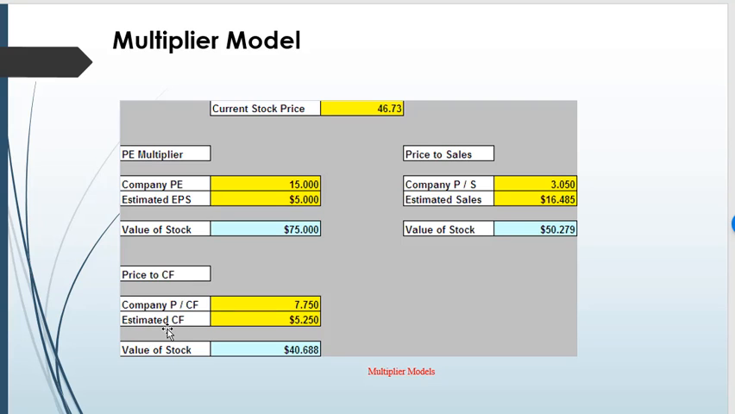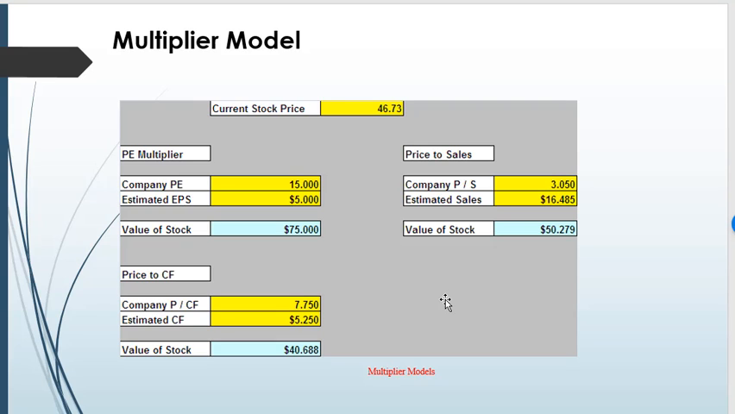Now, we just need to estimate cash flow. The price to cash flow ratio, the PE ratio, and the company's price to sales ratio, these numbers are all published. So if you can forecast cash flow, earnings per share, or sales, then you can calculate the value of the stock. So again, we get three valuations of these companies' value.